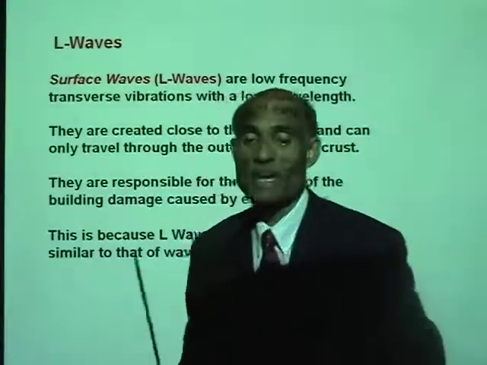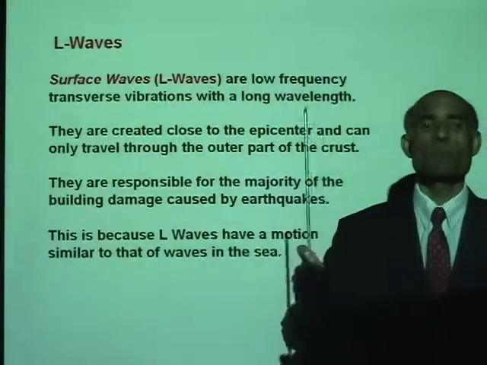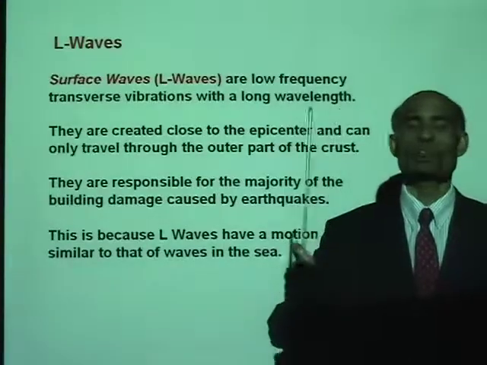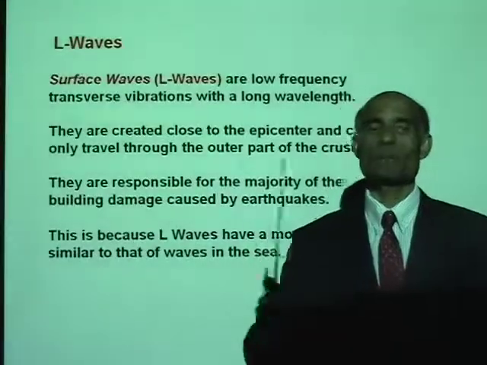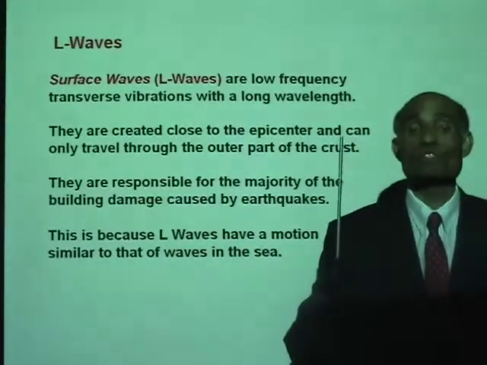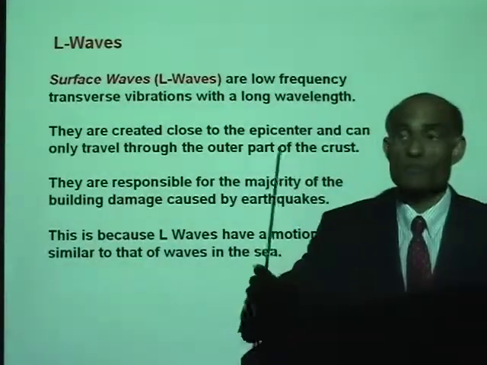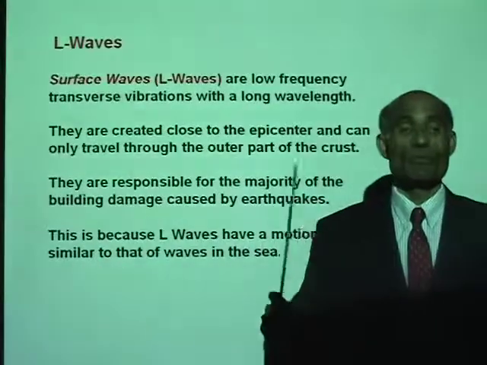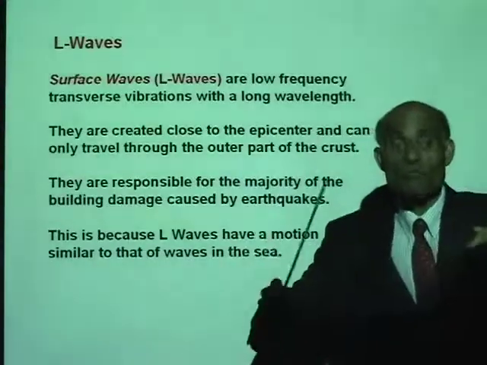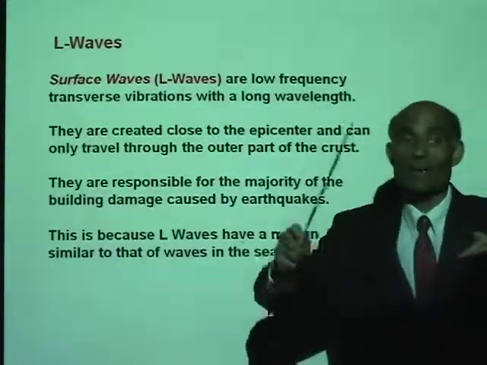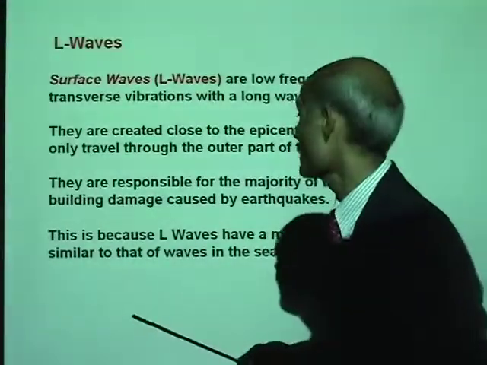You see the difference there, if you can watch my pointer here. In a longitudinal wave, the particles move back and forth, or the rock is made to vibrate back and forth, while the wave advances that way. In the case of an S wave, or transverse wave, the rock is made to vibrate up and down and the wave advances that way. Whereas in an L wave, the rocks on the surface are made to vibrate in a sort of circular way, you see, and that is what causes most of the damage due to the earthquake.